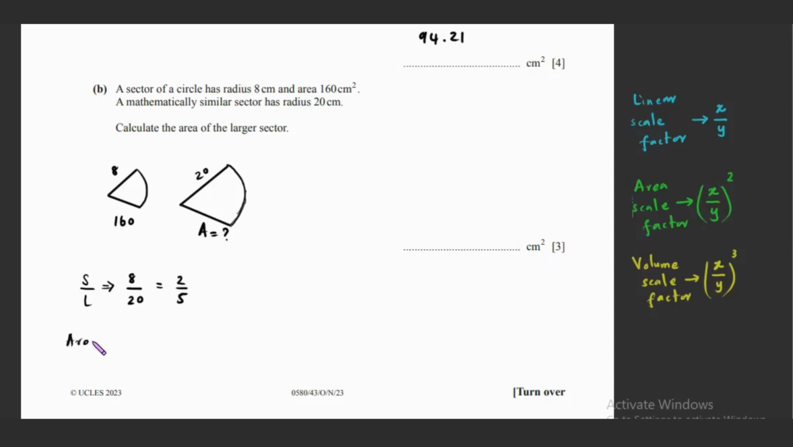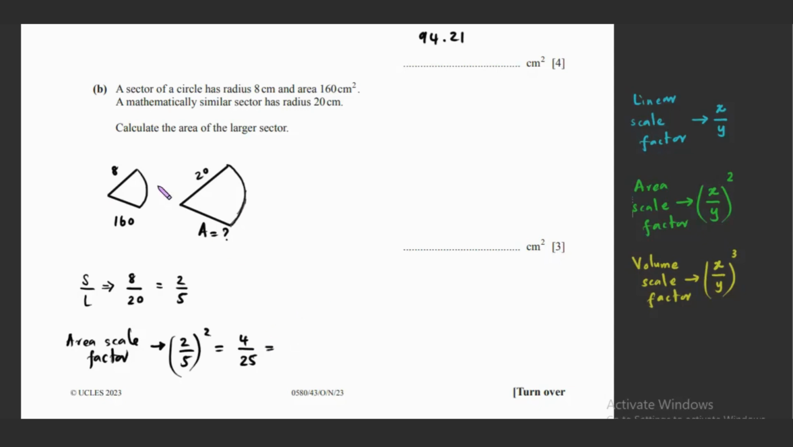I need to find the area scale factor because the question is to calculate the area of this sector. So the area scale factor will be the square of the linear scale factor, which will be 4 over 25. Now I need to relate this with the area that is given to us, and we are supposed to find the area of the missing sector.